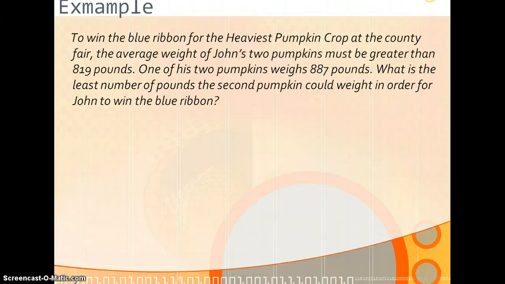And it says, to win the blue ribbon for the heaviest pumpkin crop at the county fair, the average weight of John's 2 pumpkins must be greater than, so I'm going to go ahead and underline that, must be greater than 819 pounds. One of his 2 pumpkins, so we can say pumpkin 1 is equal to 887 pounds. It says, what is the least number of pounds the second pumpkin could weigh in order for John to win the blue ribbon?